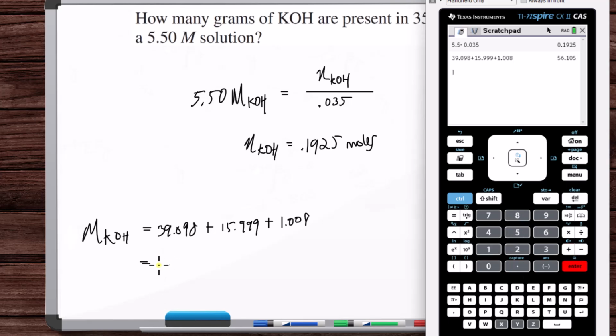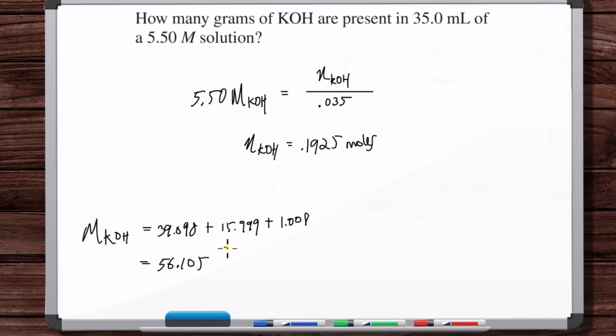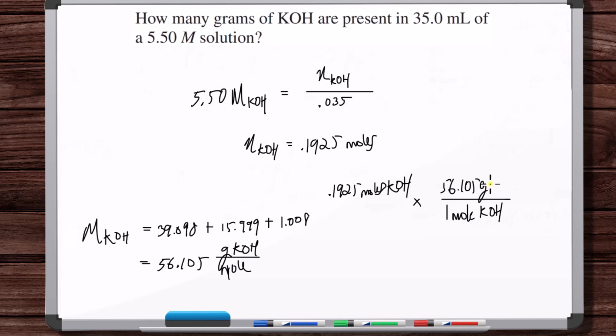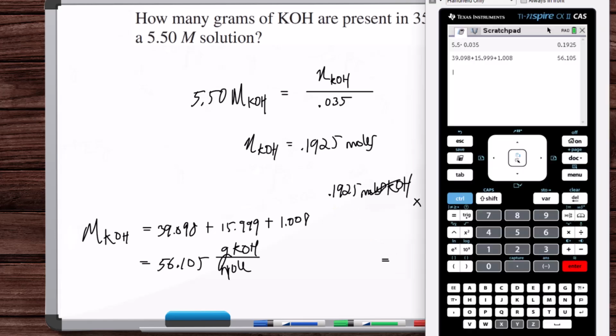Formula weight is 56.105, so there's 56.105 grams of potassium hydroxide per mole. Okay, so then if we've got 0.1925 moles of potassium hydroxide, then since we know that for every 1 mole of potassium hydroxide there's 56.105 grams, that means in 0.1925 moles the mass of that must be 10.8.